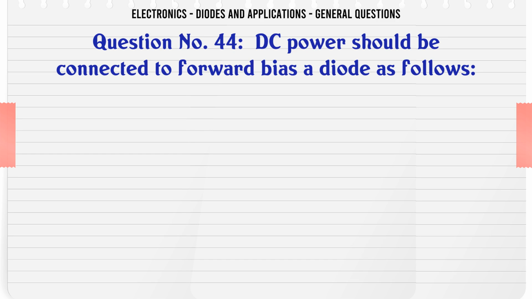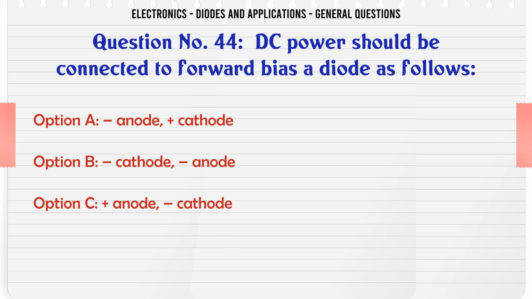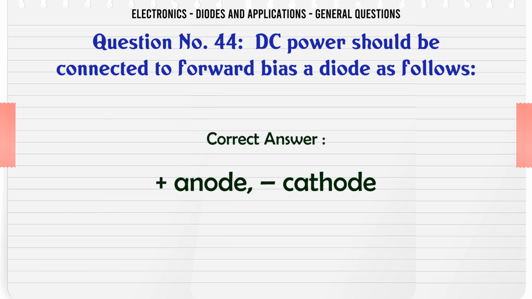DC power should be connected to forward bias a diode as follows: A. Anode, cathode, B. Cathode, anode, C. Anode, cathode, D. Cathode, anode. The correct answer is anode, cathode.